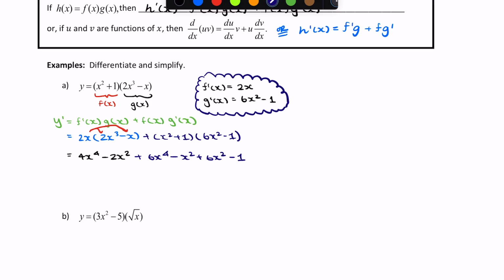Okay, so we can collect some like terms here. 6x to the power of 4 and 4x to the power of 4, negative 2x squared, negative x squared, and 6x squared, and then the negative 1. So our final answer here will be 10x to the power of 4 plus 3x squared minus 1.